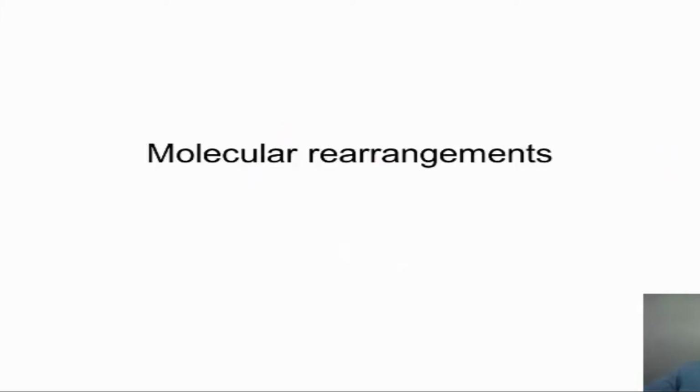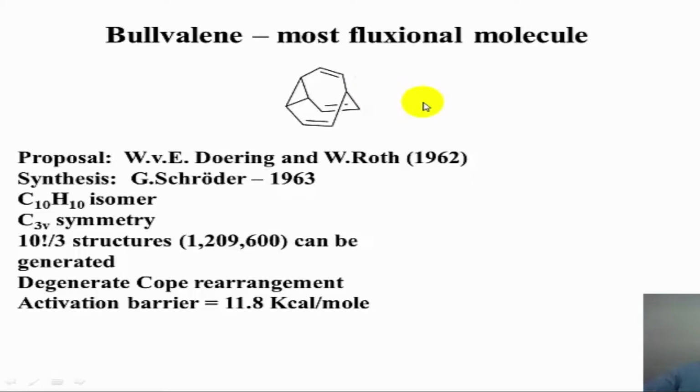Molecular rearrangement is a very interesting phenomenon in organic chemistry, and one of the most fascinating molecules which undergoes rapid rearrangement is called bullvalene. The structure of bullvalene is shown here. This is a very simple structure. The molecule has a molecular formula of C10H10. In other words, it is a C10H10 isomer. It possesses a threefold axis of symmetry passing through the center of this cyclopropyl ring and passing through this methine carbon, that is a C3 axis of symmetry.